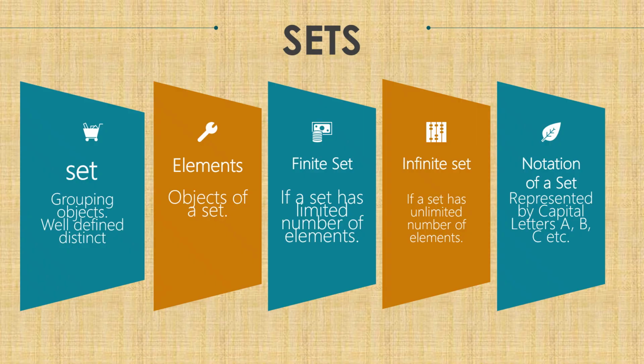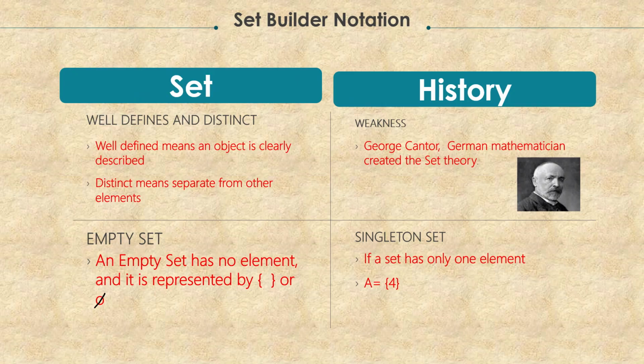In this video, I will explain different concepts related to sets in mathematics: what is a set, what are the elements of a set, what are finite and infinite sets, and what is the way to write a set. A set is simply a well-defined collection of objects. Well-defined means that an object is clearly described and there is nothing to describe it more. And distinct means each object of a set must be unique. Georg Cantor, a German mathematician, created this set theory.